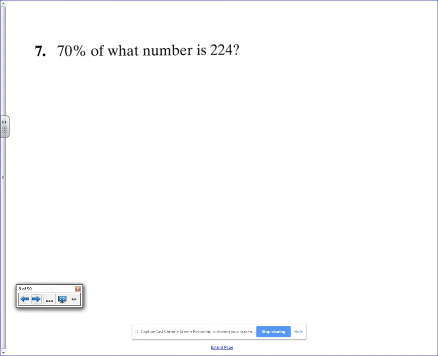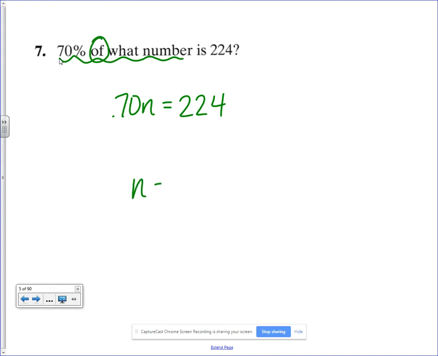Okay, 70% of what number? That means multiply, is 224, equals 224. I'll go ahead and divide by that 0.7, and you should get that n is 320. Now remember, folks, you don't have to use n. You can use any letter you want. I really would shy away from using O's. I would shy away from using T's. I would probably shy away from using S's as well.